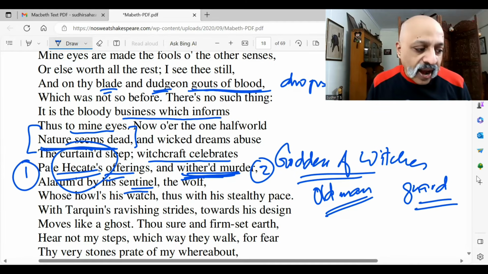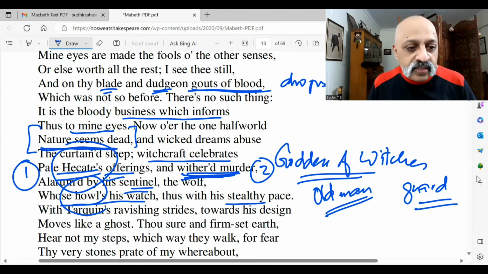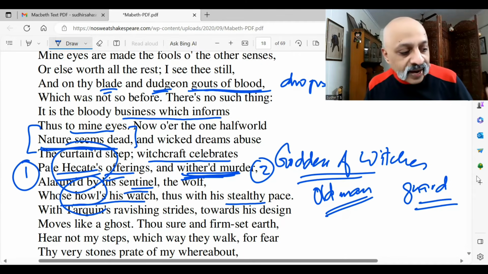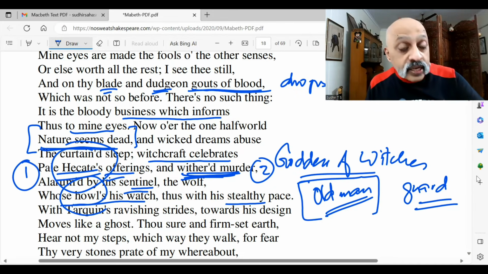Okay, by guard. And he walks like a ghost towards his destination, whose howl is his watch. This is the howl of the wolf. जो भेड़िया, you know, एक तरह से भौंकना ही बोलेंगे, howl ही बोलते हैं उसको. I don't know what's the exact word in Hindi. Thus, with its stealthy pace, so he kind of walks like a ghost towards his destination. Who? The old man murder, because that's what he's going to do.